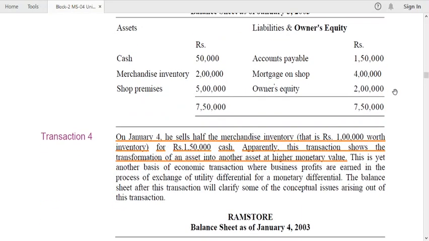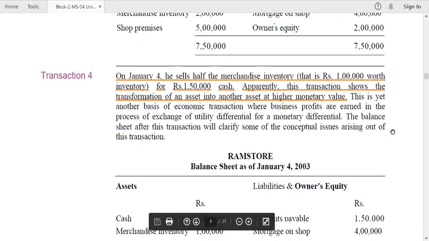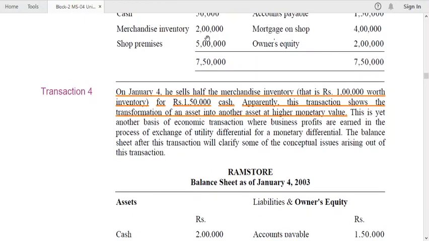Okay. Now see the next transaction. On January 4, he sells half the merchandise. He is having merchandise of 2 lakh rupees worth and he is selling half of those goods, that is 1 lakh rupees worth of goods, for 1,50,000 rupees in cash. Means he is selling it for a profit of 50,000 rupees.